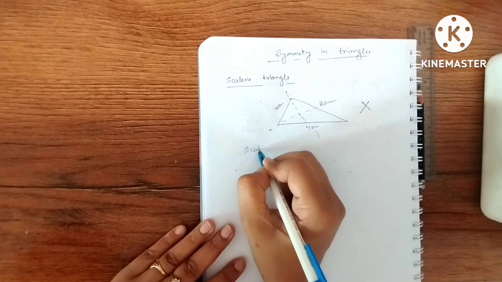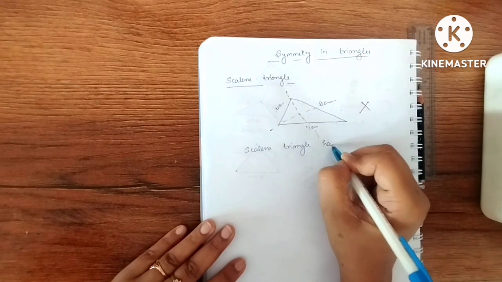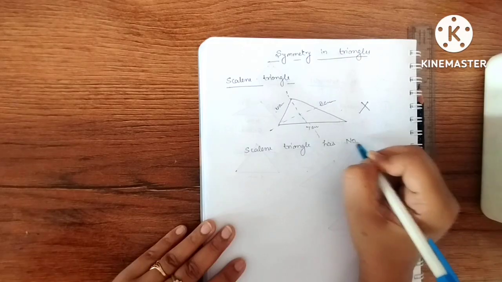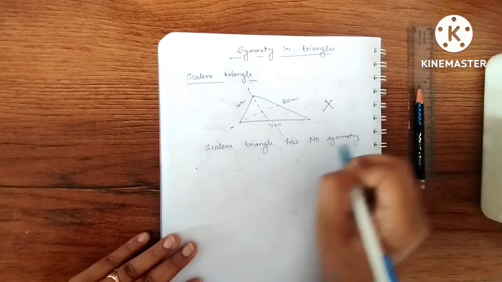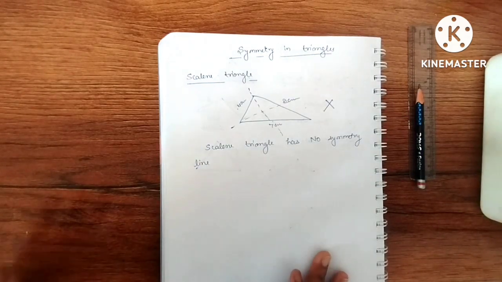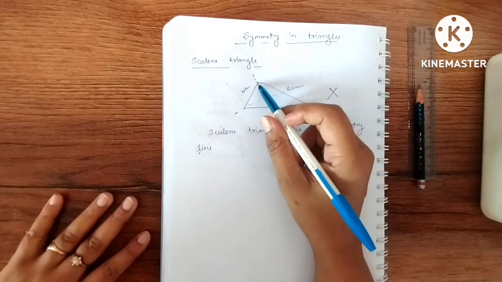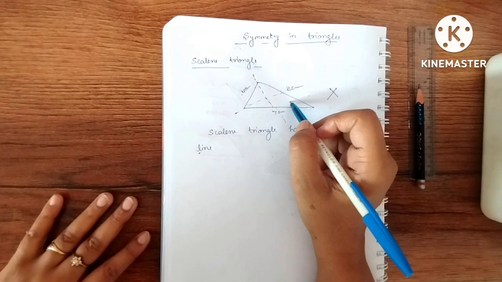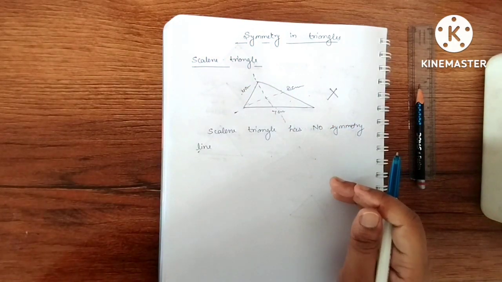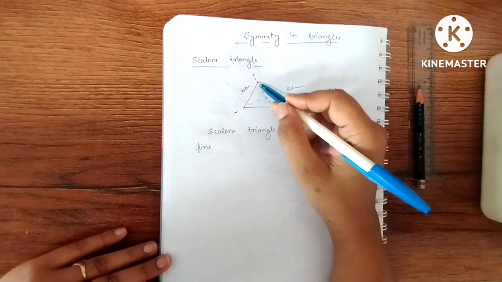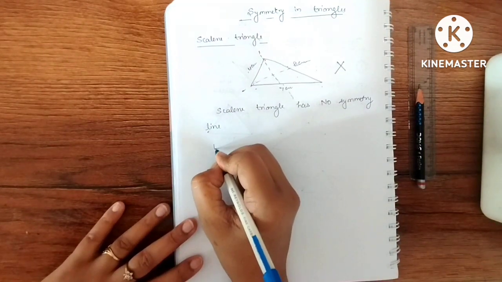So a scalene triangle has no symmetry line. Clear हुई ये बात? Because whenever you draw a symmetry line, the first shape is not identical to the second shape. If you place the first shape on the second shape, they will not overlap. See, this is a smaller one and this is a bigger one. Clear?